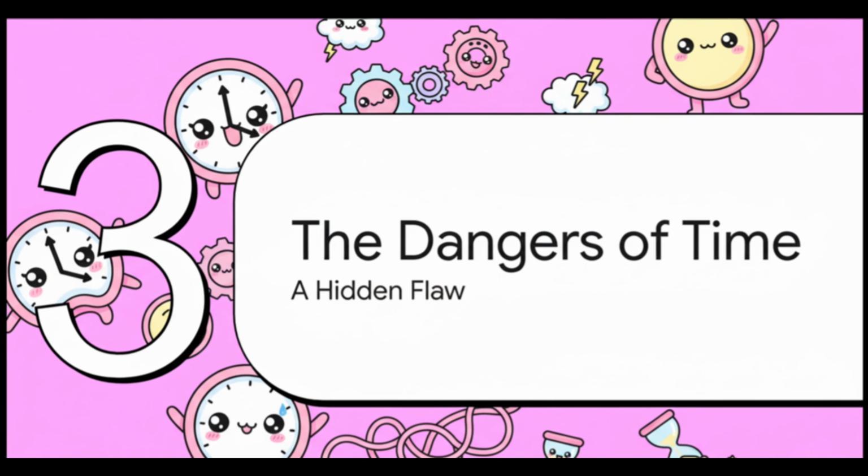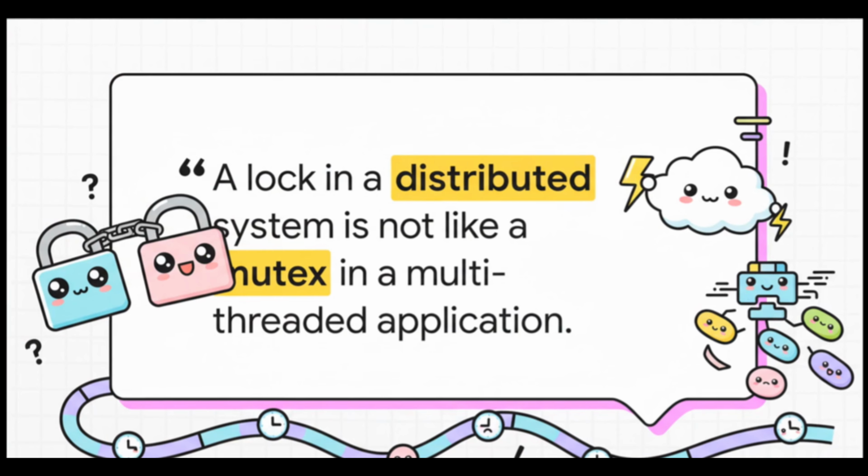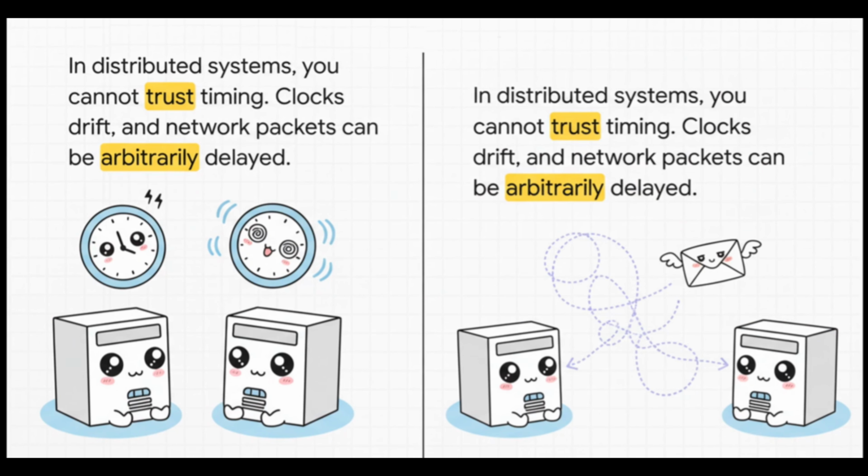It's about time. The brilliant distributed systems expert Martin Kleppmann put it perfectly. A lock in a distributed system is not like a mutex. A mutex is just a simple lock you'd use inside a single application on one computer. But the moment you add a network, with all its wild delays and uncertainties, the rules of the game just completely change. Here is the mind-bending part you have to accept.